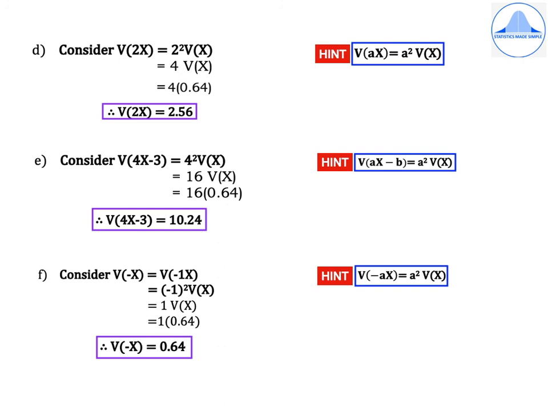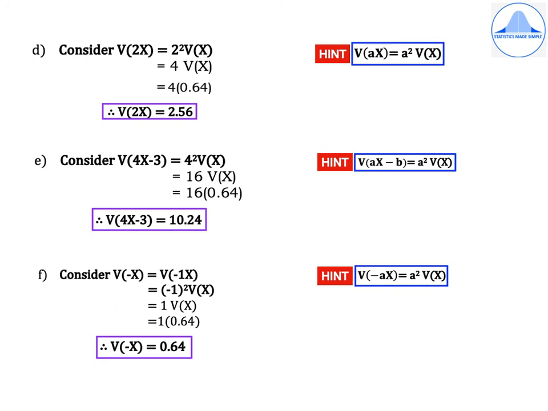The next is consider V of 4x minus 3. The hint which we are going to use is V of ax minus b is a square V of x. We had learned V of ax plus b is a square V of x, but even V of ax minus b will still be a square V of x. Apply that result here. So you'll get 4 square V of x, which is 16 into variance of x, which is 16 into 0.64. Therefore, V of 4x minus 3 is equal to 10.24.